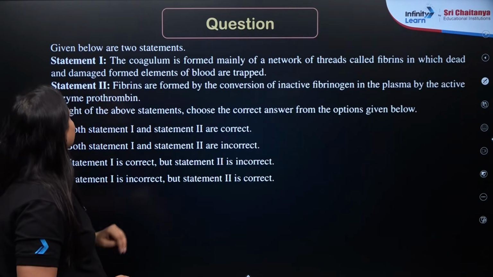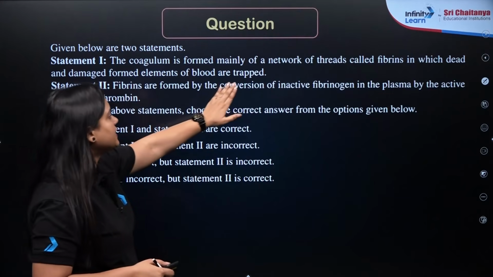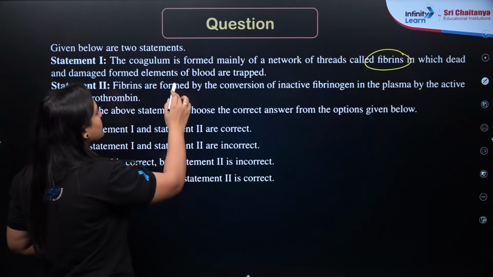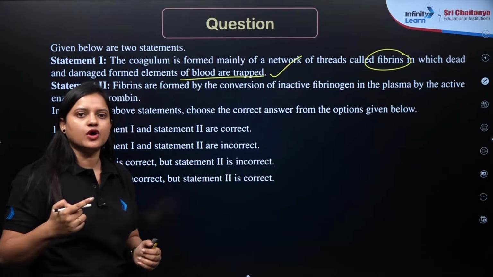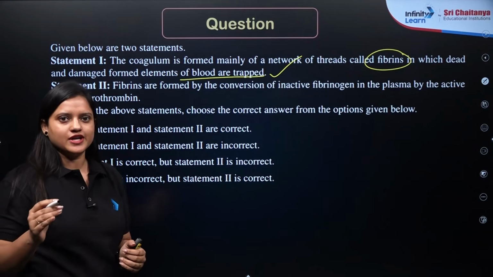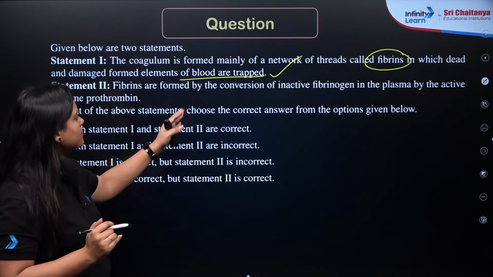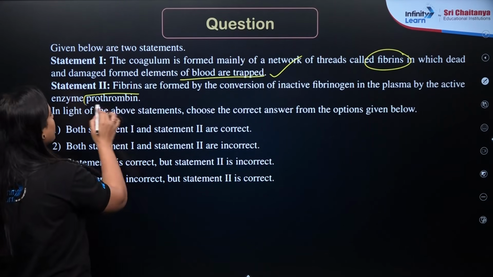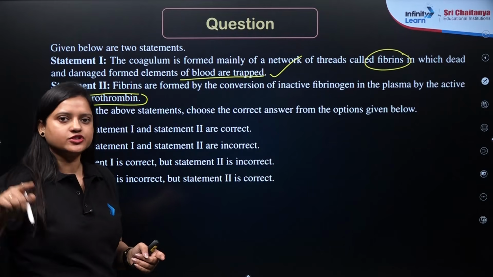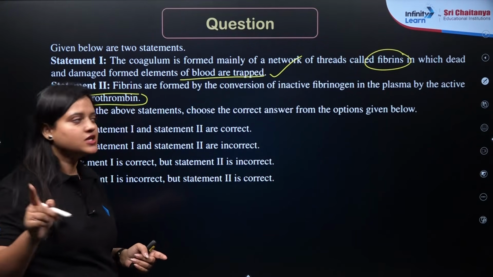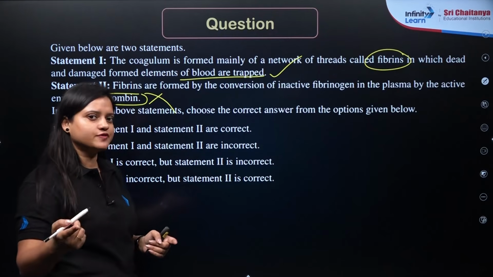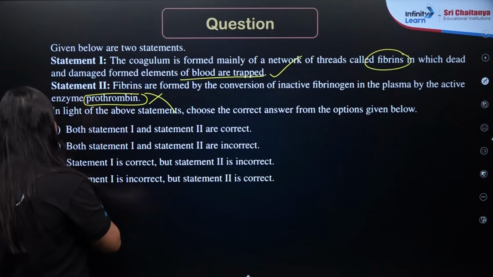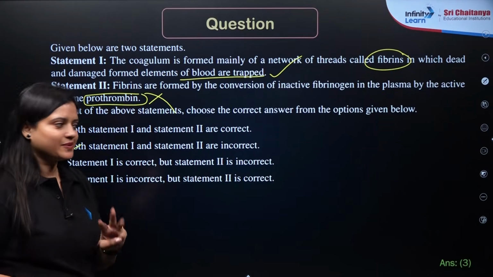Next question. Statement 1 says the coagulum is formed mainly by a network of thread called fibrins in which dead, damaged, formed elements of blood are trapped. That is true, and it is the question from blood coagulation from body fluid and circulation chapter. Now fibrins are formed by conversion of inactive fibrinogen in the plasma by active enzyme prothrombin. So prothrombin is inactive, thrombin is active. So here they are saying prothrombin is active, which is wrong. So statement 1 is true, okay, but 2 is incorrect. So answer here should be 3, right?